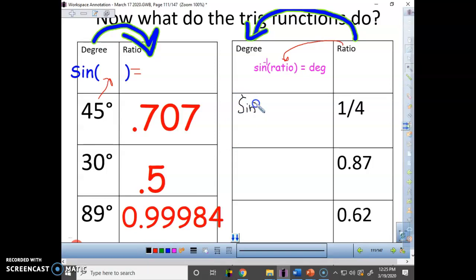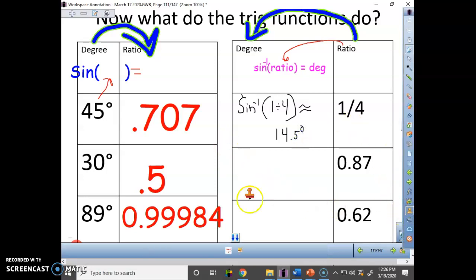Sine inverse of 1, and now here's the thing. You have to put parentheses this time. 1, you can write it as a fraction, or you can use a division symbol. 1 divided by 4 is approximately equal to, let's grab a calculator, Shift, Sine, parenthesis 1 divided by 4 equals 14.47. So I'm just going to say 14.5 degrees.